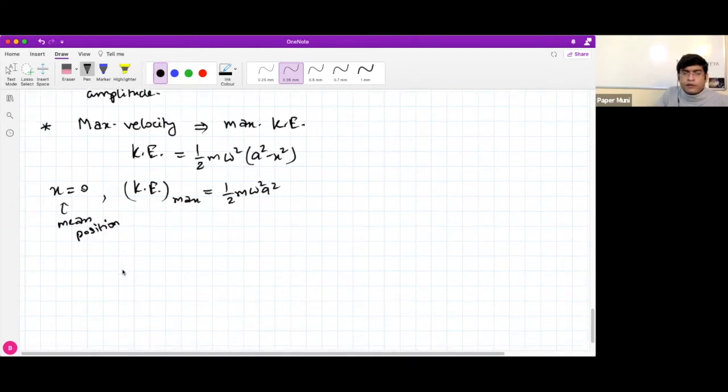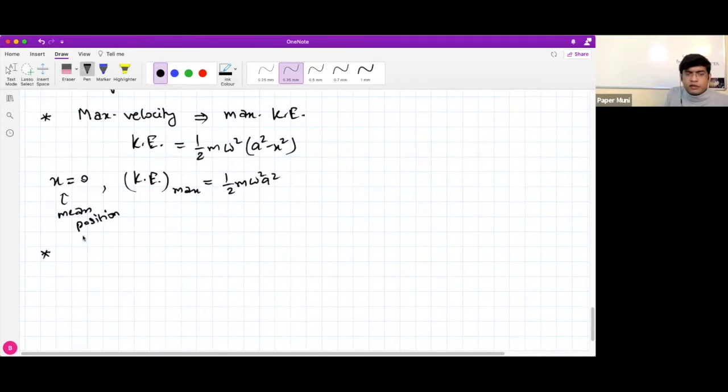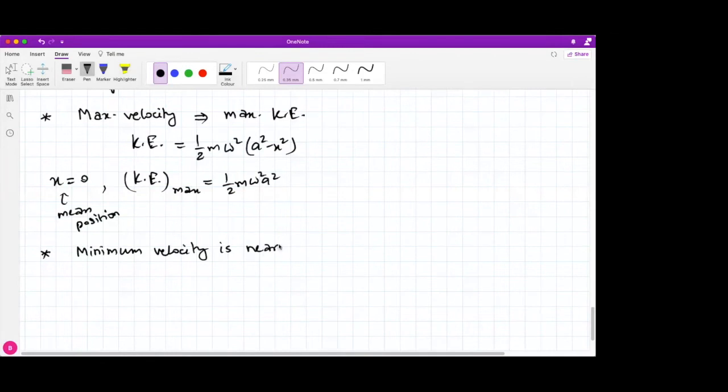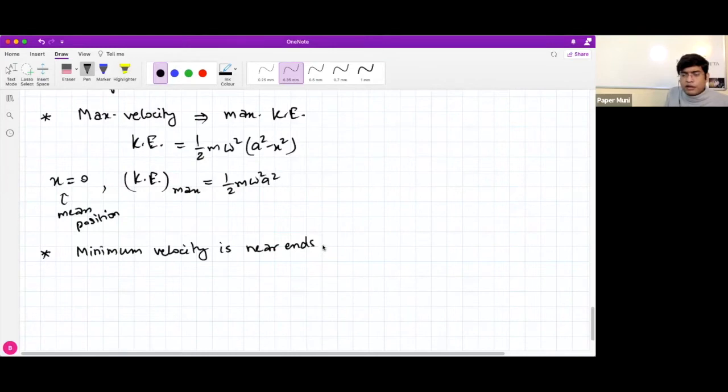All right. Now, the next one is the minimum velocity. Where will be the minimum velocity? Minimum velocity is near x equal to A, near the extreme ends. All right. So the argument is like this: the particle will spend more time near the ends.